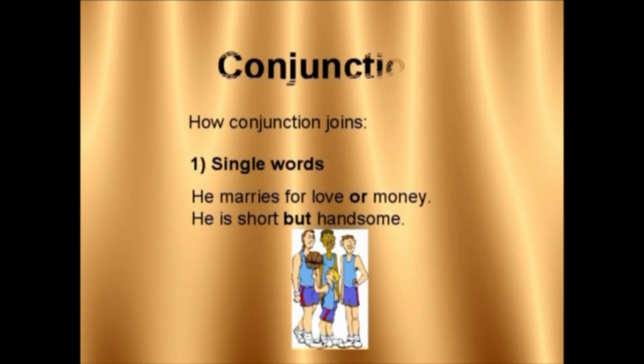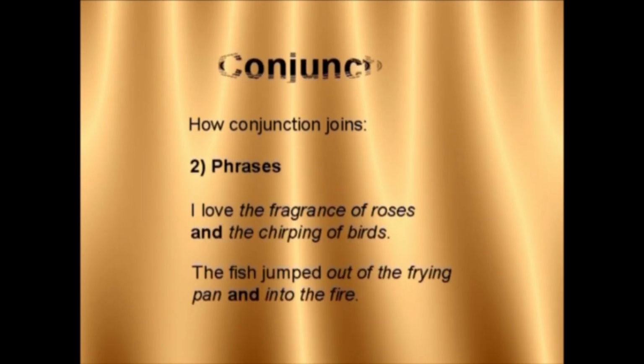Here are examples showing how conjunctions are used to join single words. He marries for love or money. He is short but handsome. Phrases: I love the fragrance of roses and the chirping of birds. The fish jumped out of the frying pan and into the fire.